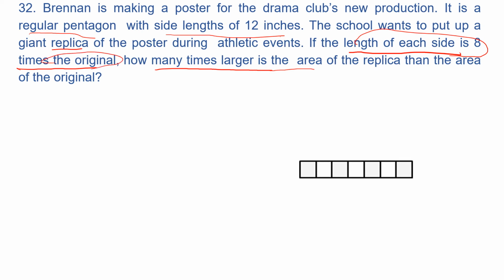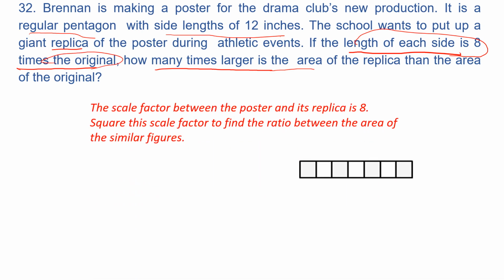Okay, so since the scale factor between the poster and its replica is 8, because we have 8 right here, we just square the scale factor to find the ratio between the areas of the similar figures. So we just take 8, raise it to the second power, and it is 64. Alright, 64 times larger. If it would have said volume, you would have just cubed it. So to figure out the area, you would just square the scale factor. So our answer here is 64.